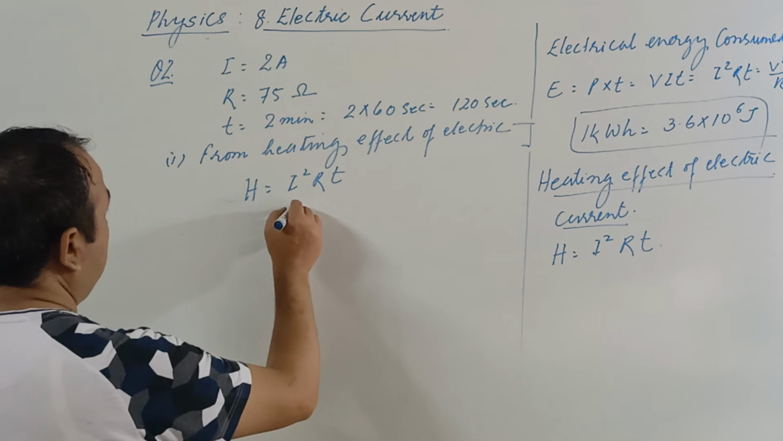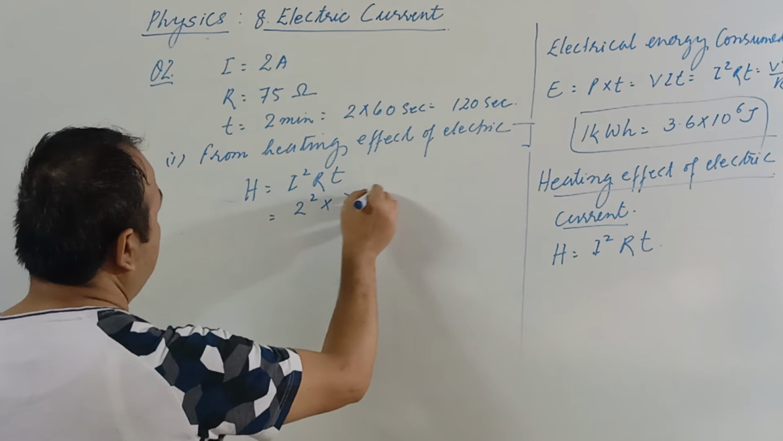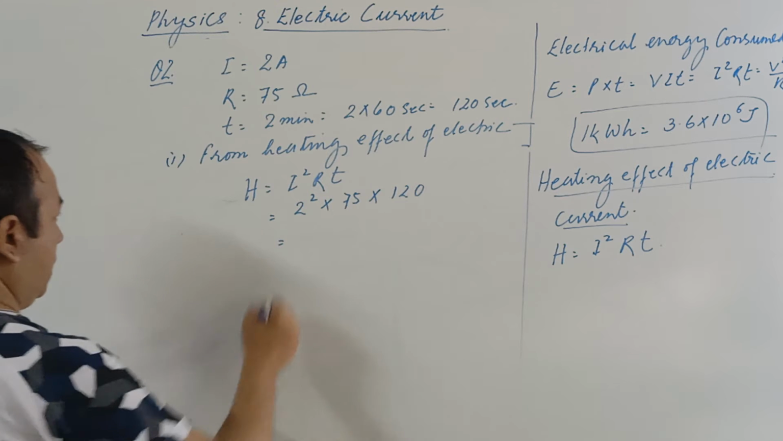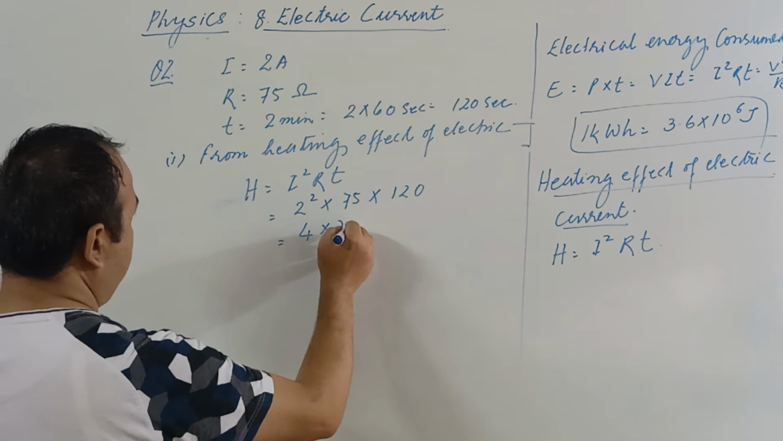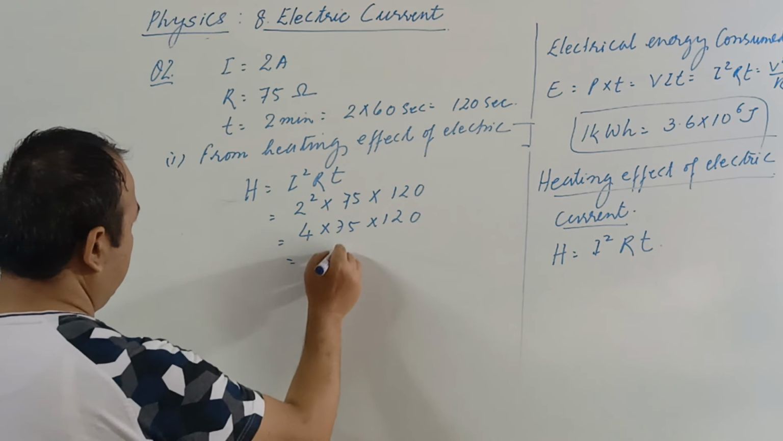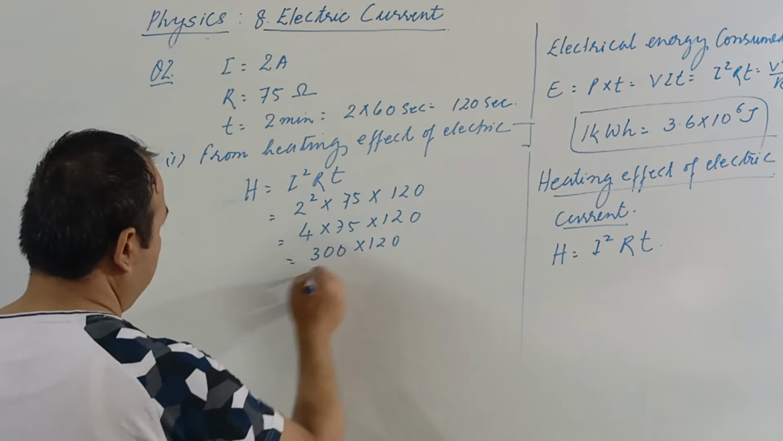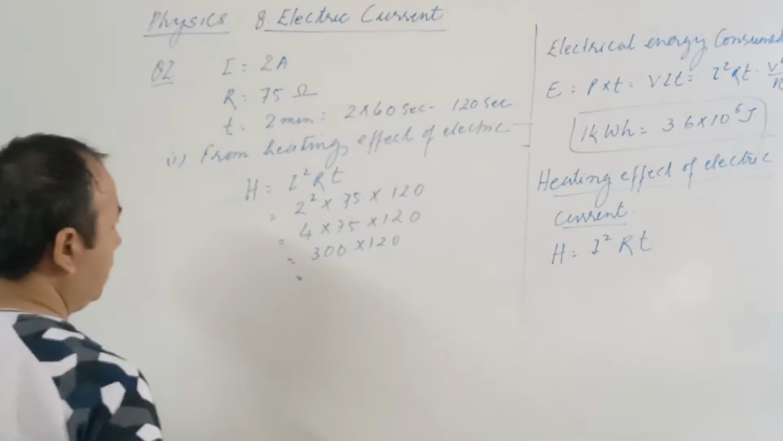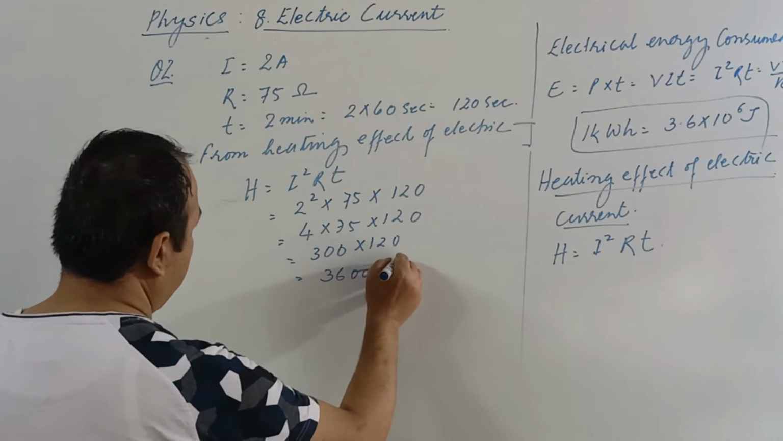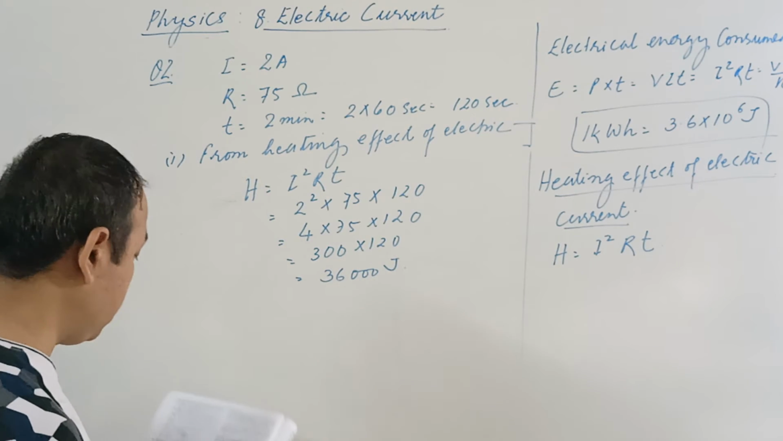So I square means 2 square, into the value of R, which is 75, into time, which is 120. So here 4 into 75 into 120. So it's coming equal to 300 into 120, which is equal to 36,000. It will come in joule. So the answer is 36,000 joule.